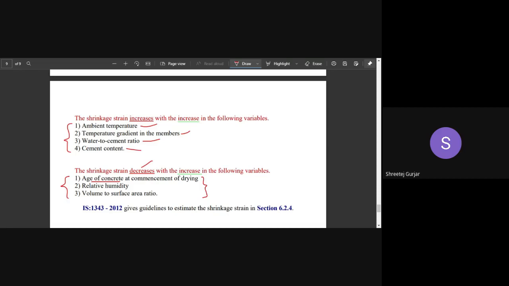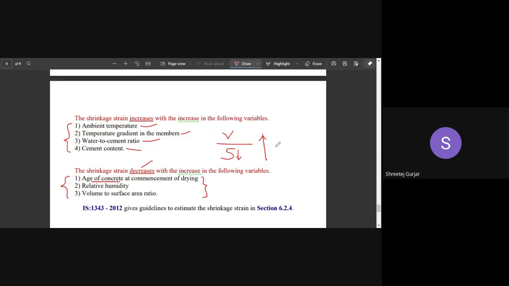So the age of concrete should be more at the commencement of drying, and the relative humidity, as I've told you, should be more so that the shrinkage is lesser. And also the same thing, the volume to surface area ratio should be more so that there is lesser shrinkage strain. For this ratio to be more, our surface area should be lesser, right? Our surface area should be lesser.